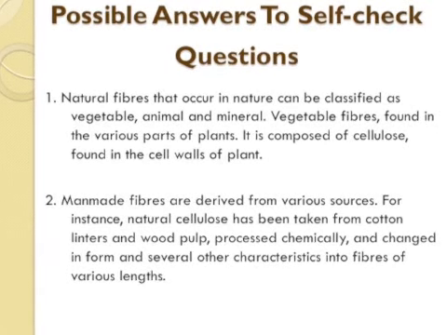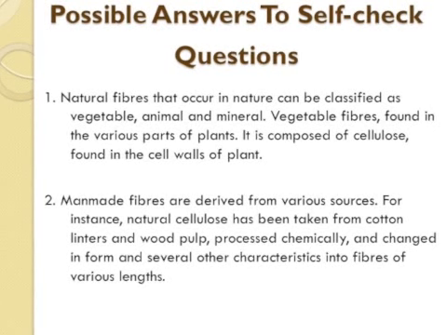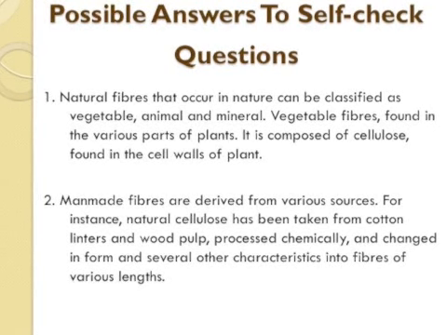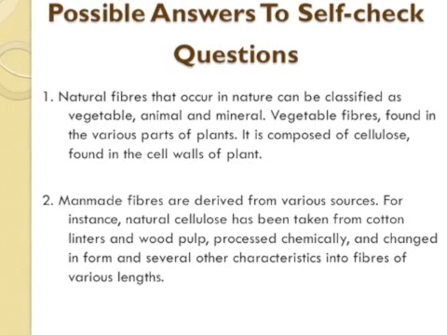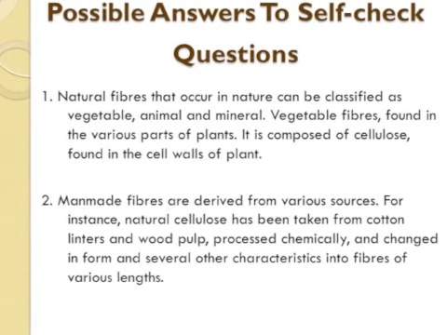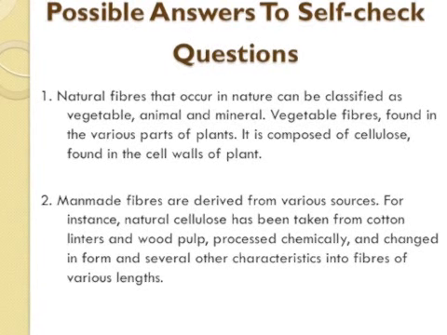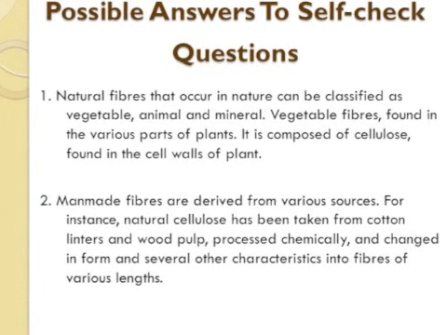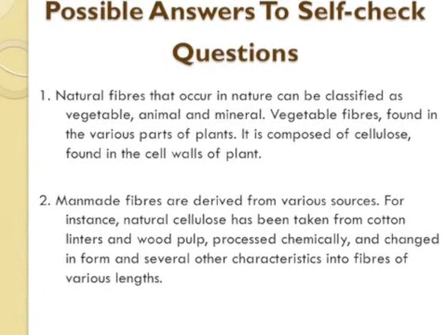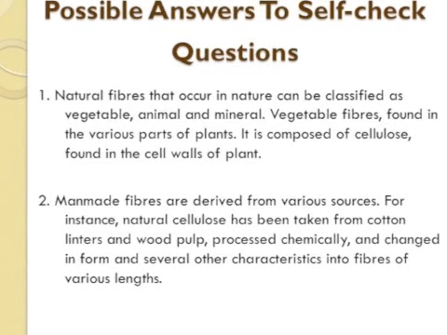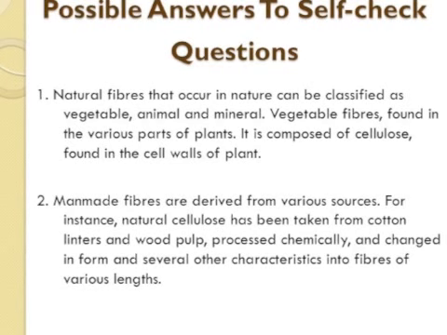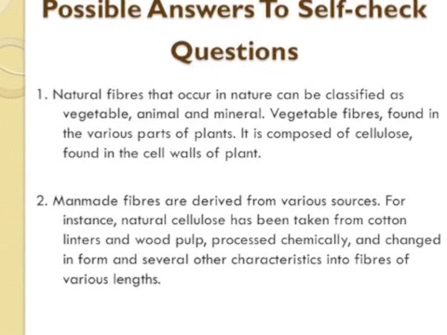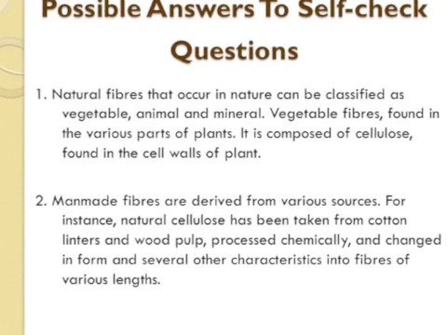The second question was on what are man-made fibers. Well, my dear students, man-made fibers are derived from various sources. For instance, natural cellulose has been taken from cotton linters or wood pulp. They are processed chemically and changed in form and several other characteristics into fibers of various lengths.